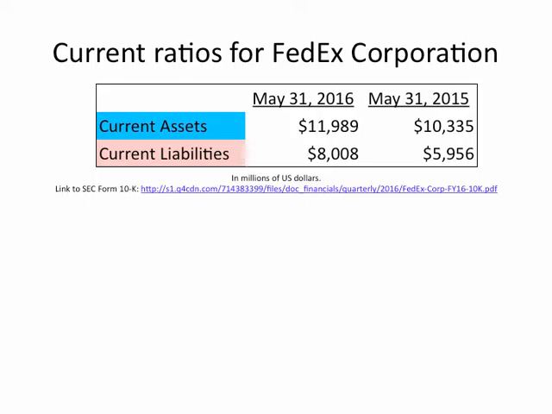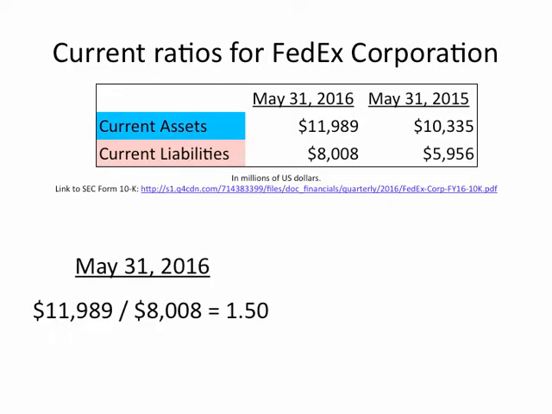Their current assets was 11,989, but at the top of the balance sheet it said that's in millions of dollars. 11,989 is actually $11,989,000,000 of current assets. Current liabilities is 8,008, but again in millions of dollars, that's $8,008,000,000. If you do the math on that, 11,989 divided by 8,008 comes out to 1.5. So that's greater than 1.0.